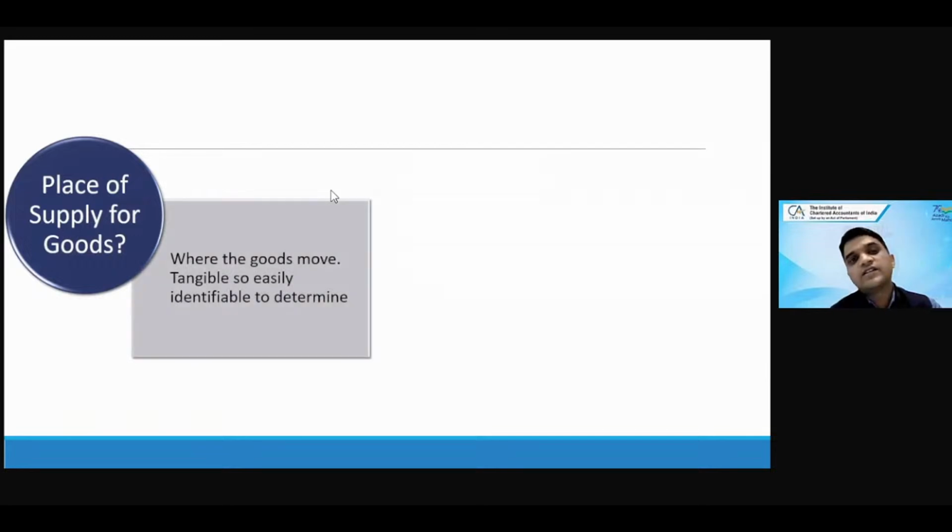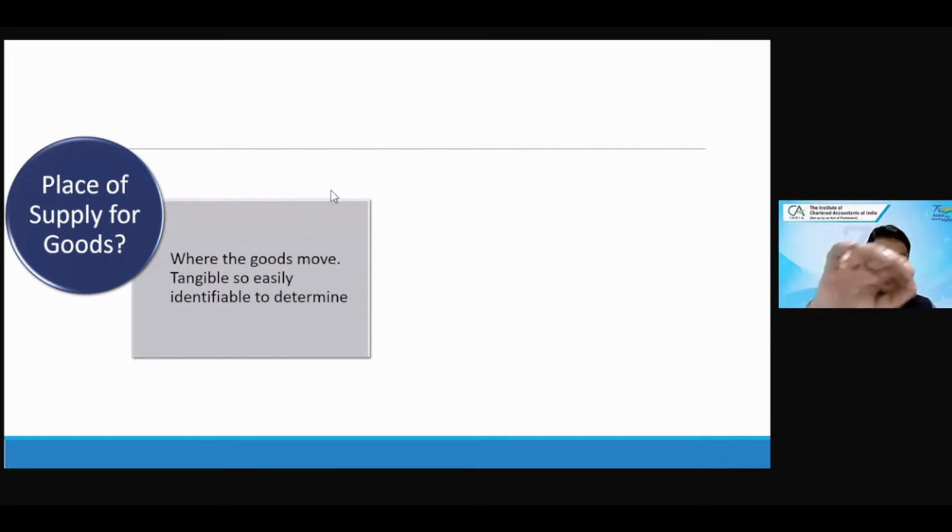You have two things. One is place of supply for goods separately and place of supply for services. We have seen that. Why? Because for goods, the determination is a little different, and for services, it is different. Place of supply for goods is where the goods move, tangible, so easily identifiable. So place of supply of goods is where the goods are moving.